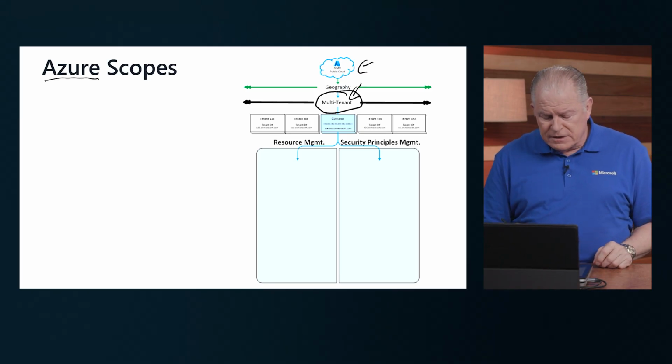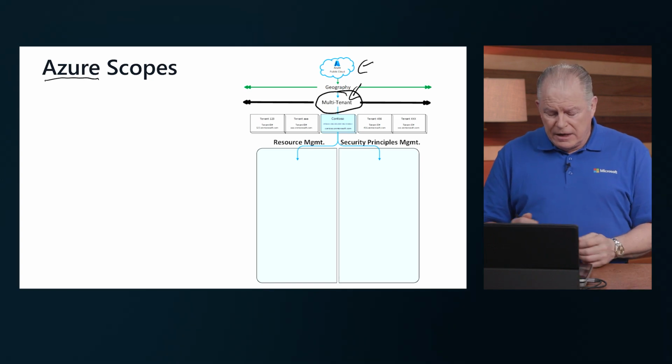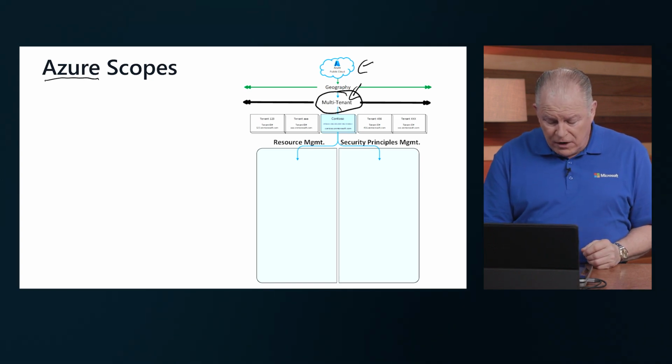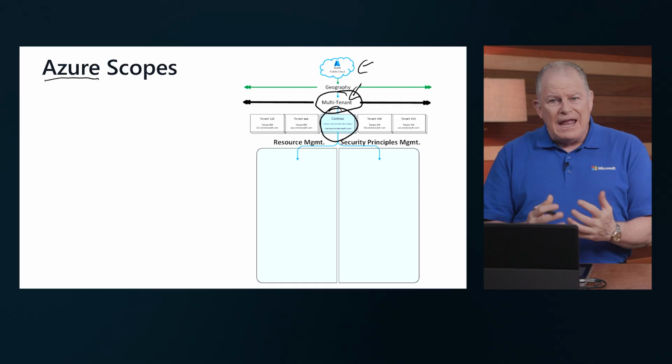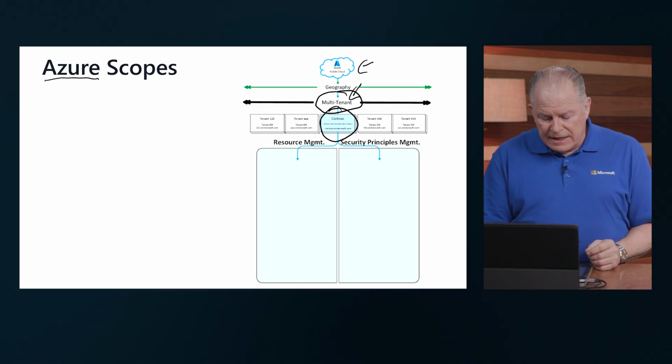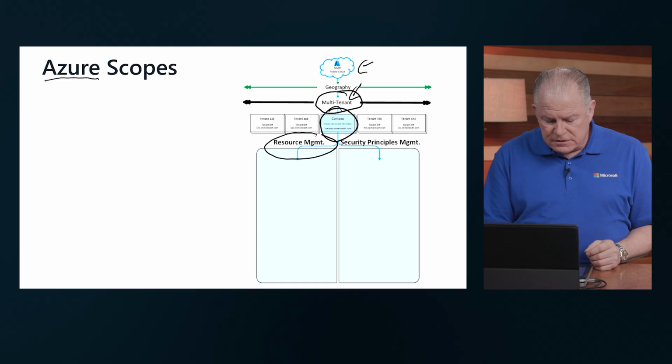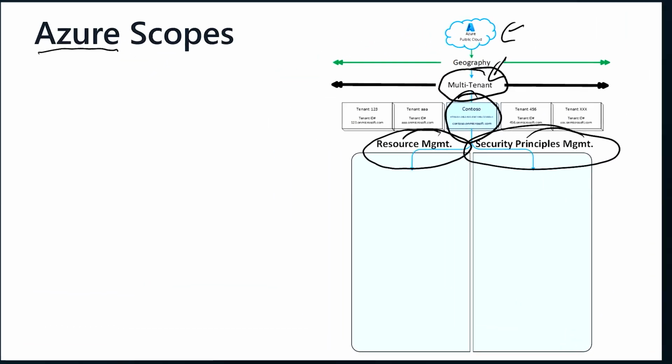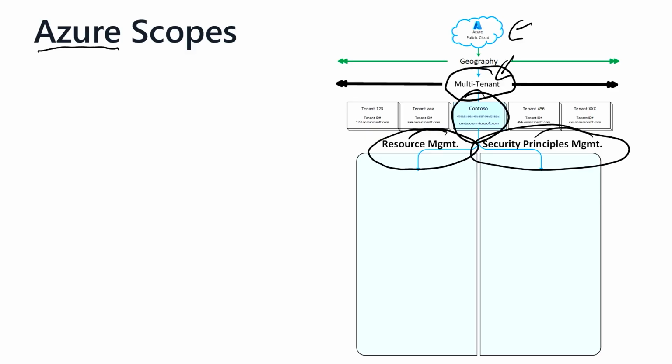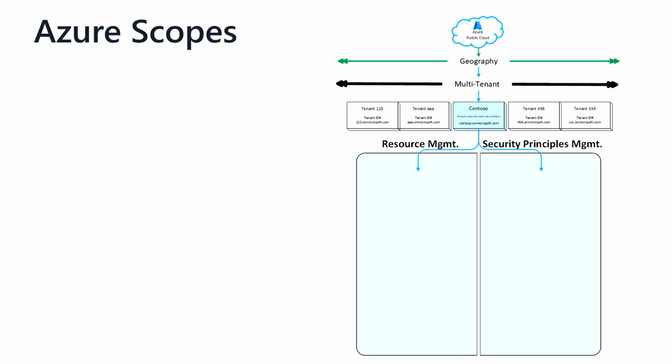So the key word here is you have a tenant. Now within the tenant in a multi-tenanted environment, we're going to focus in on a single tenant. And within that tenant, you get two specific areas: resource management and security principal management. Those two areas break down into what are called scopes. And this is going to be an important concept to understand when we start talking about the authorization.